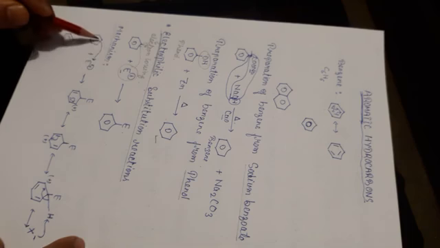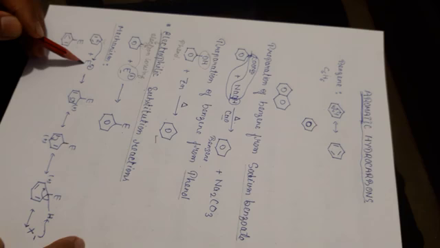Mechanism. So we have a benzene ring, and in benzene we have alternate single bonds and double bonds. Now these pi electrons of the double bond are electrons, and because of this they are negatively charged, so they will be attracting the electrophile.